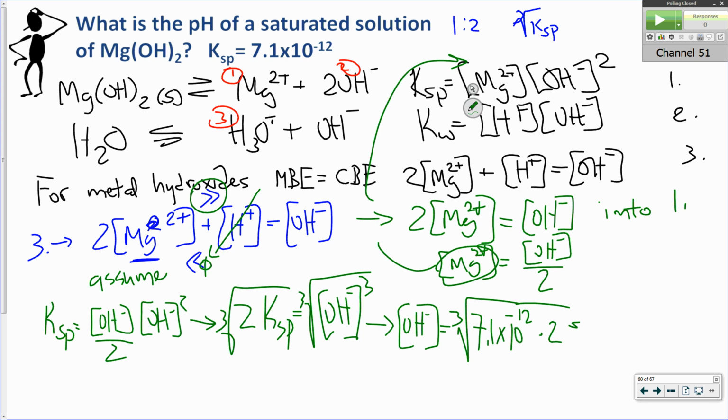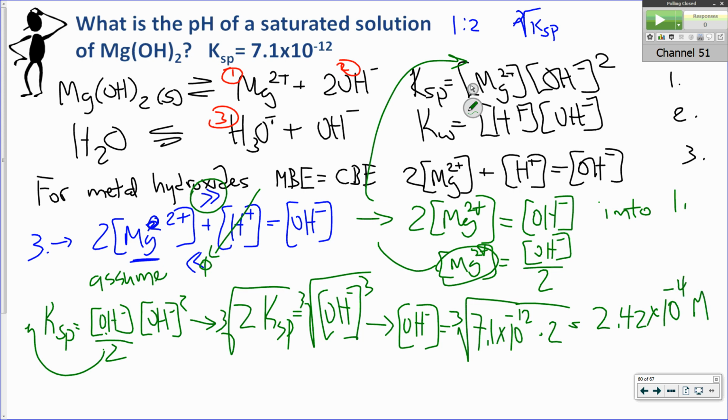How do I get the cube root of 2? Okay, I took this equation, I took the 2, multiplied this side, hydroxide times hydroxide squared, gives you hydroxide cubed. If I did my math right, I got 2.42 times 10 to the minus 4th molar.